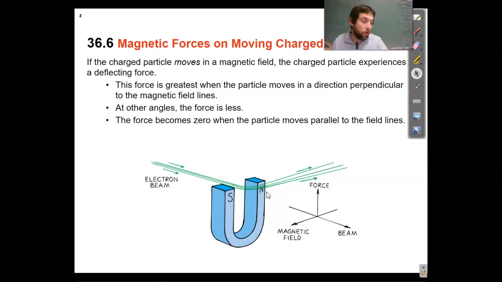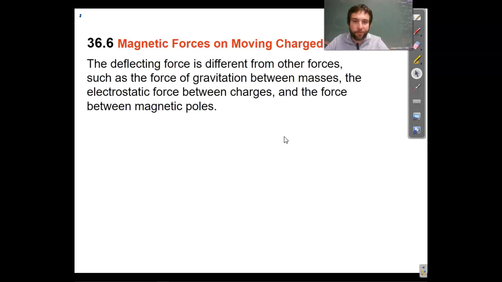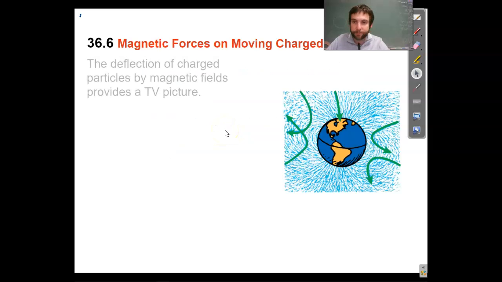So this works if it's all perpendicular. But if it's not perpendicular, then we have to use a little bit of trigonometry to figure out what the perpendicular component of the force is. The direction of the force is always perpendicular to both the magnetic field lines and the velocity of the charged particle. The deflecting force is different from other forces, like the force of gravity between masses, the electrostatic force between charges, and the force between magnetic poles. The force acts on moving charged particles, perpendicular to both the field and the electron's velocity.